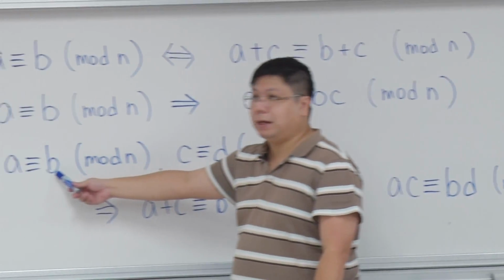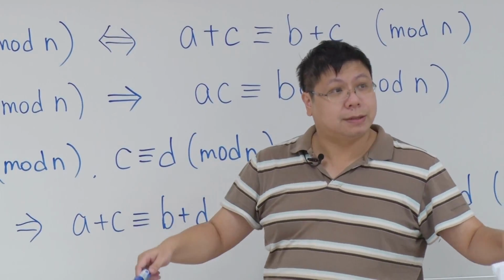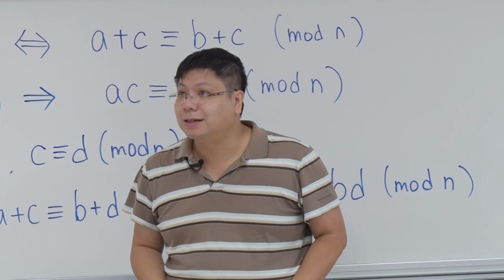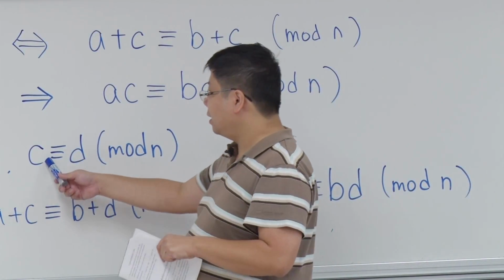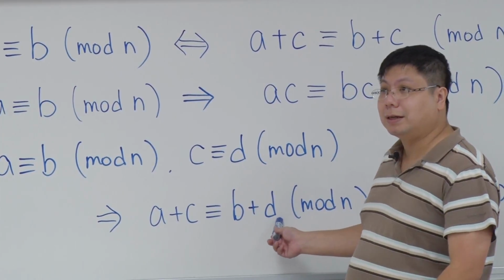A is the same as B, C is the same as D. So A plus C is the same as B plus C. Is that okay? Does that make sense? And then B plus C, because C is equal to D, so B plus C is equal to B plus D. So you have B plus D. Is that okay?